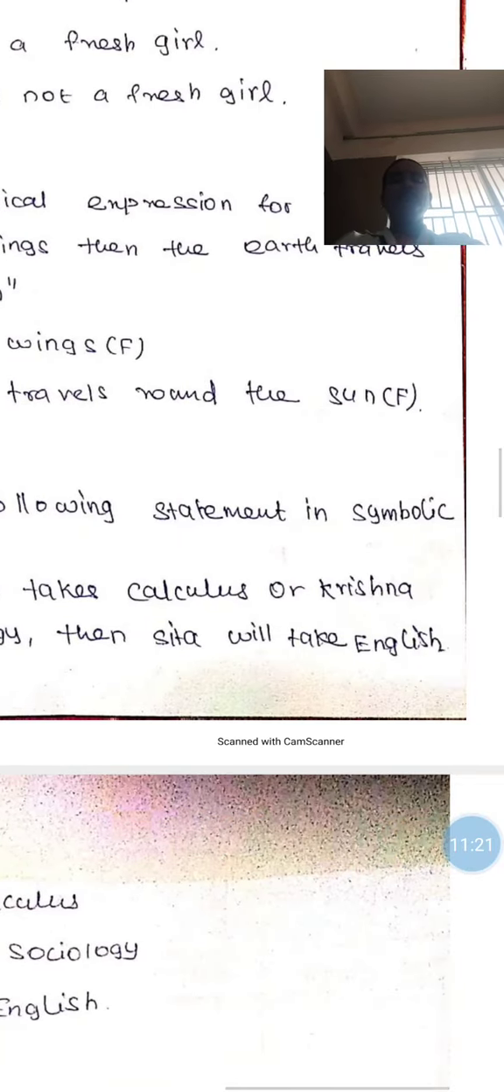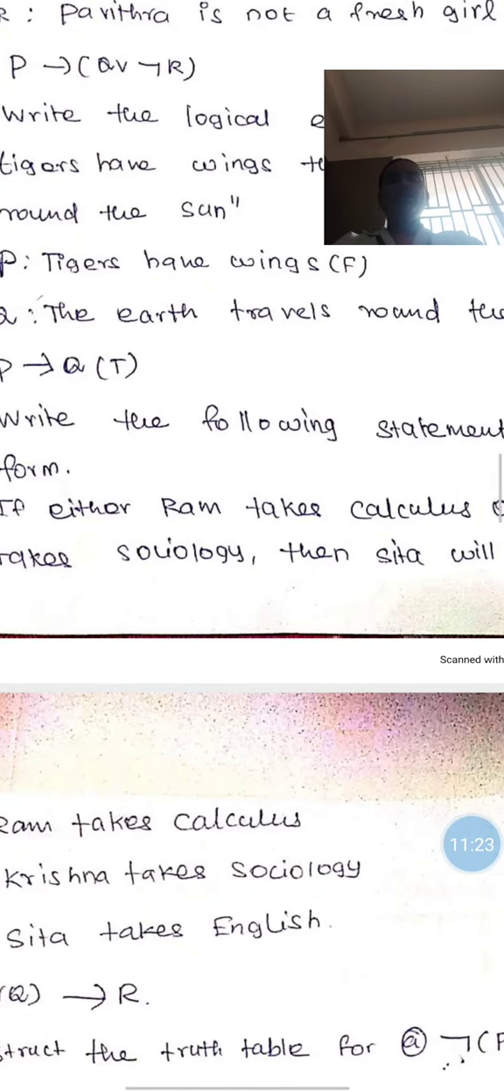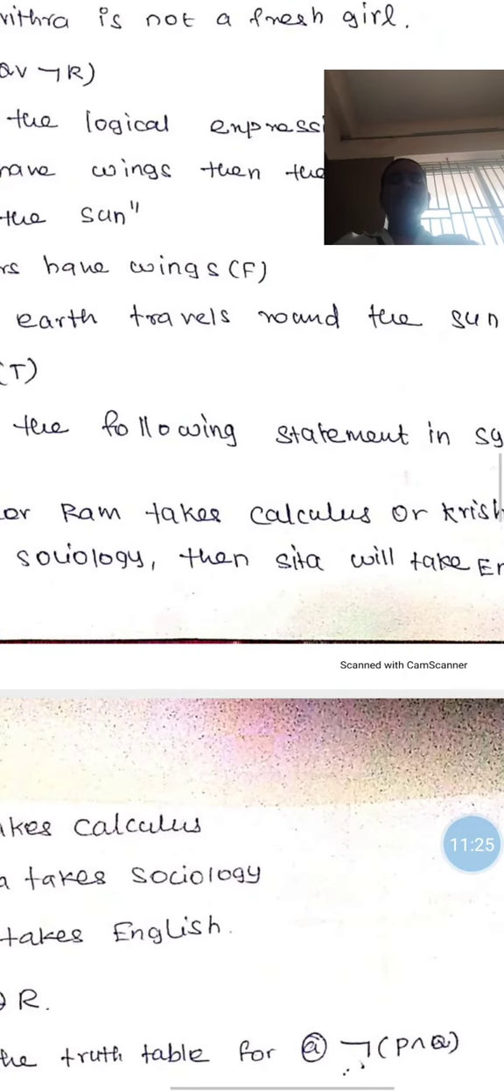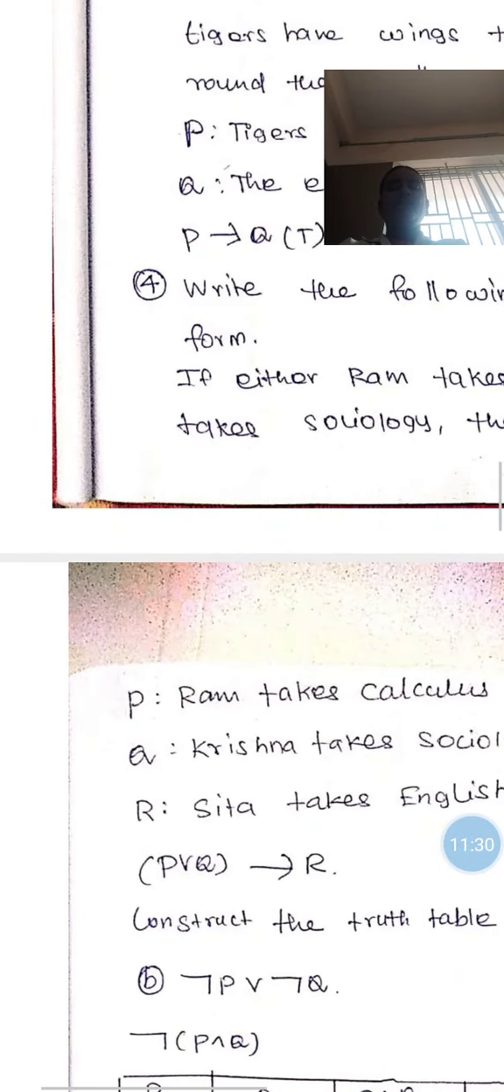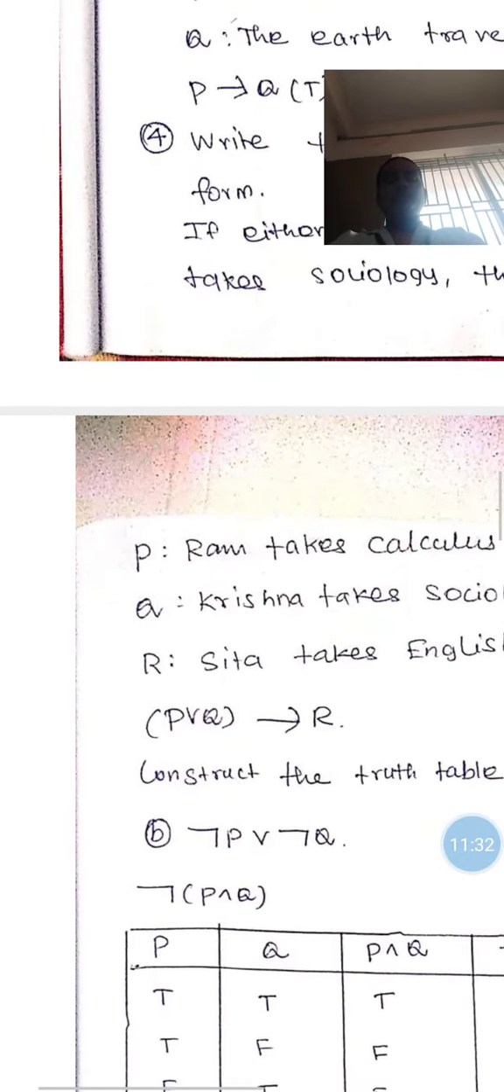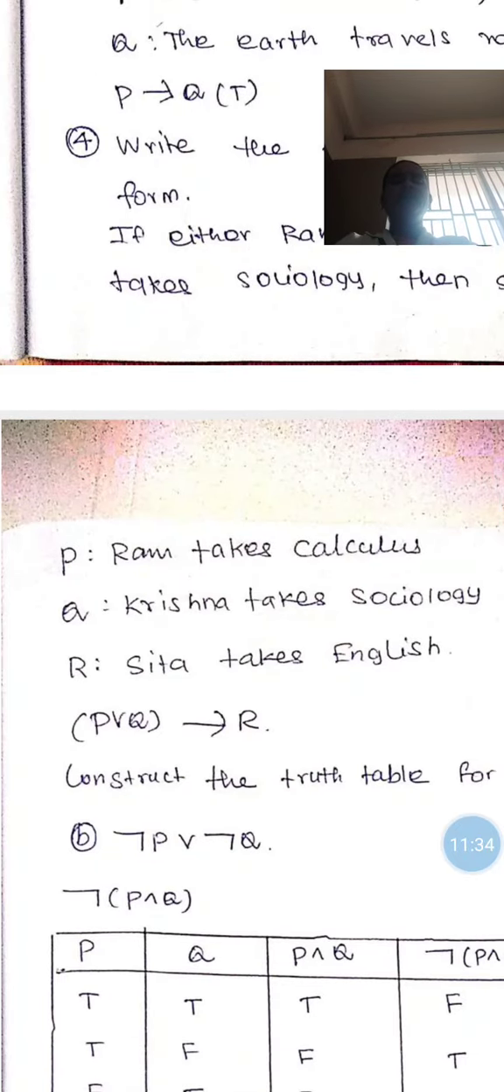Write the following statement in symbolic form. If either Ram takes calculus or Krishna takes sociology, then Sita will take English. Here we write P, Ram takes calculus, Q as Krishna takes sociology, then R as Sita takes English. So we write the symbolic form of the given statement as P disjunction Q conditional R.